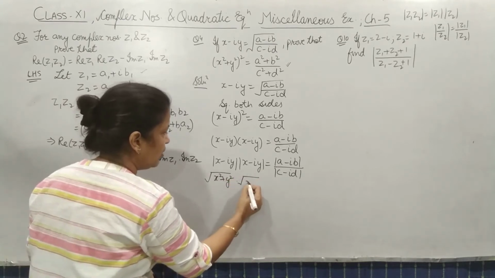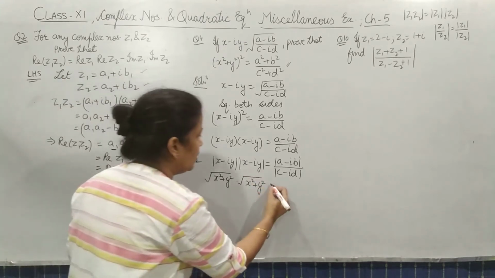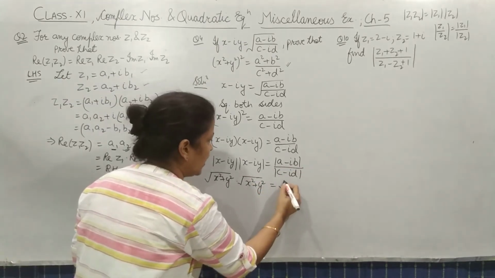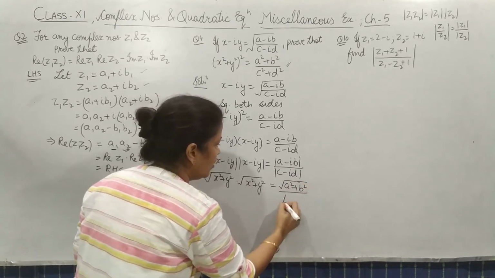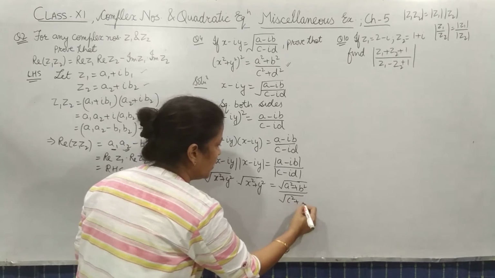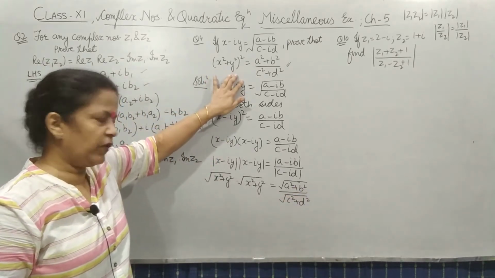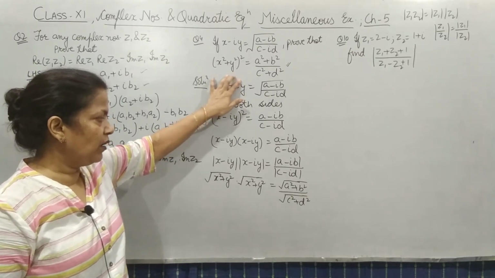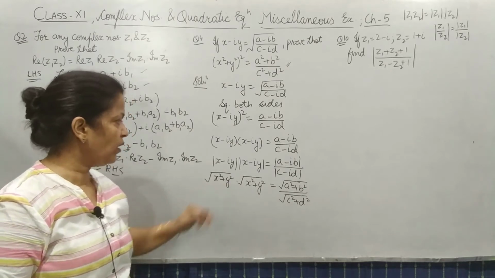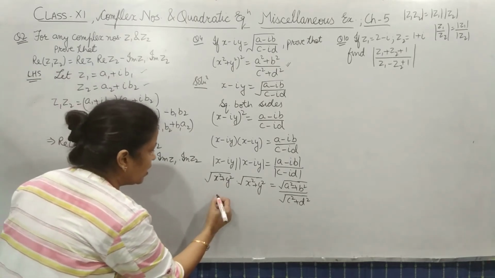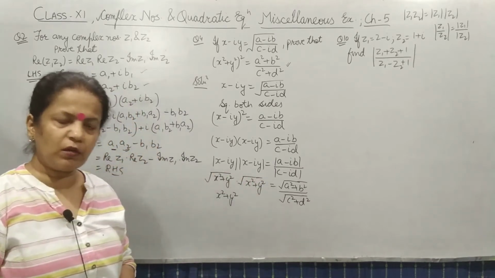Same way here, x square plus real part square root. Here also we will take the same concept, a square plus b square upon root of c square plus d square. Look at the question. What we have to prove? Here, look. Now how can you write it? This part, you can write it as x square plus y square, because both the terms are the same.